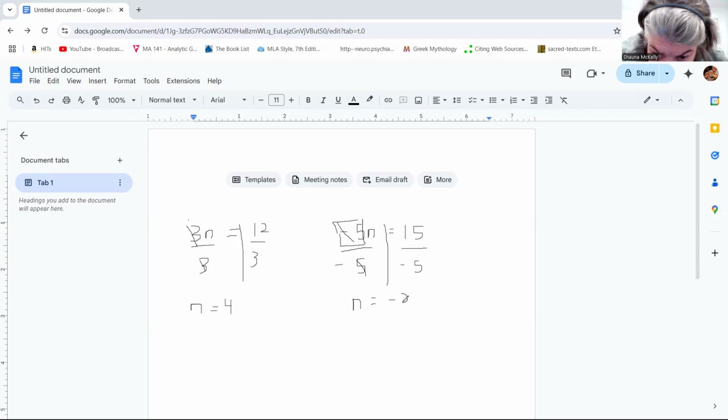Okay? Now let me show you one thing. I'm going to leave this up, but suppose my problem looks like this. n minus 5 equals 15.